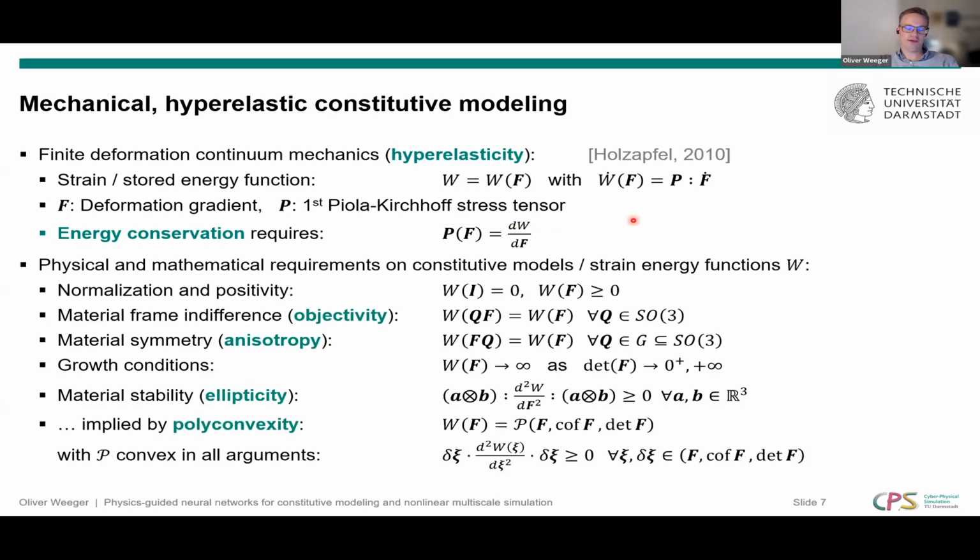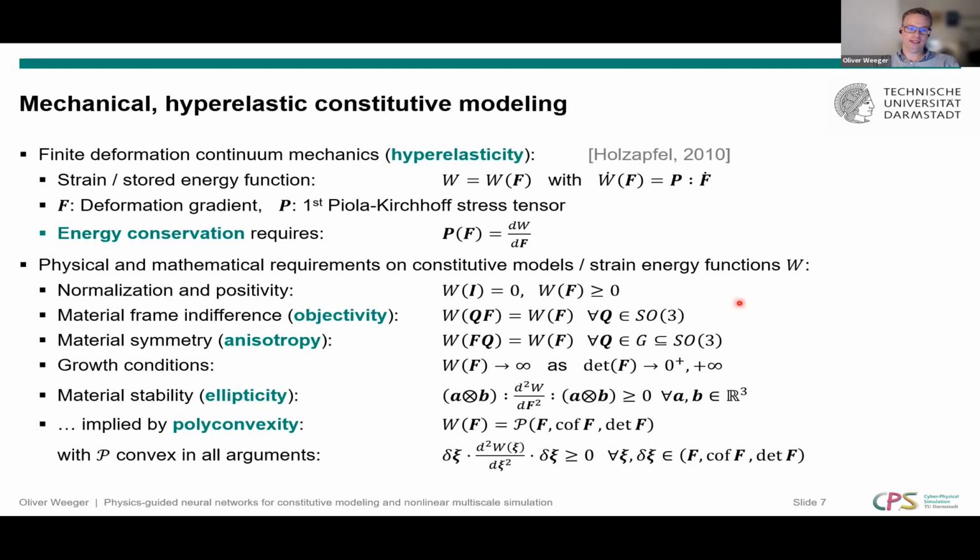Now, for the theory of elasticity, this strain energy function is subject to a lot of physical and mathematical requirements. For instance, it should be 0 when the deformation gradient is the identity, which means that there is no deformation. It should always be non-negative.